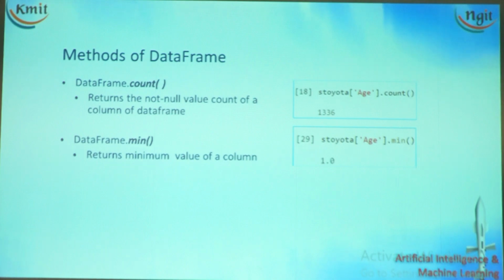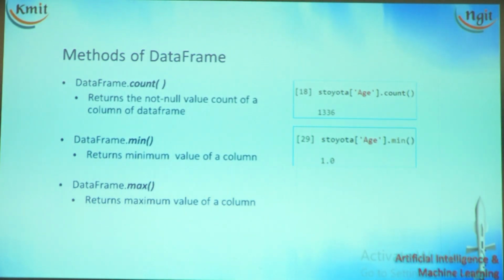Yes. Okay. So what is the minimum value? 1 year, 1 year old car. Okay. Right. Next method that you can see. What is the maximum value? What is maximum value for the age of a car there? It is 80-year-old car. Okay.